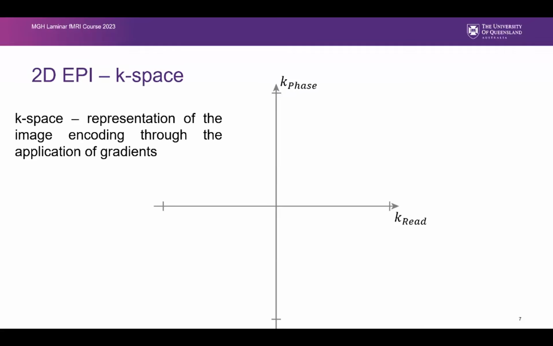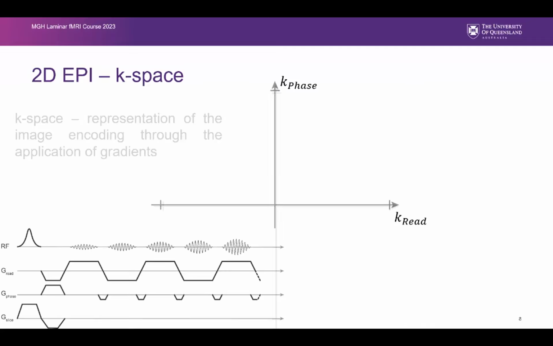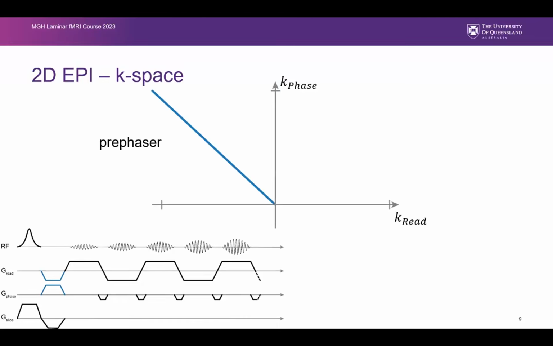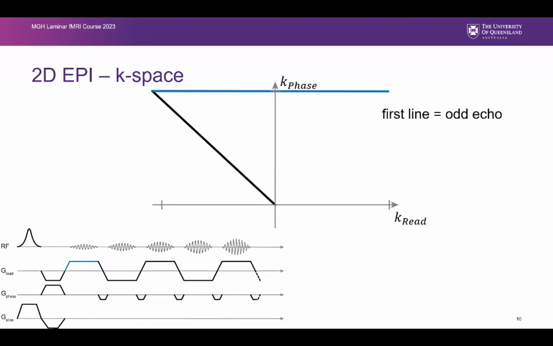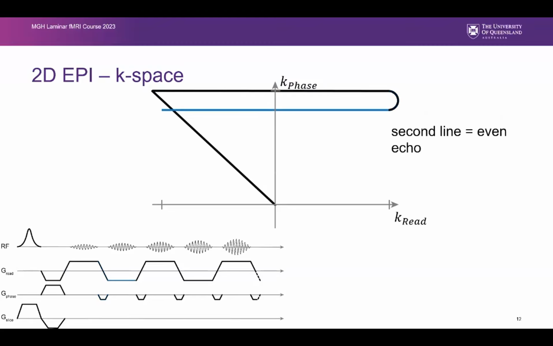And K-space really is the representation of the image encoding through the application of gradients. Usually you see it in this 2D fashion with one readout axis, usually the X-axis, and the phase encoding often in the Y-axis. So if we take our sequence diagram and look at what's happening in K-space, we can see our pre-phaser here. So we go to the left top corner. And then we start reading out our first line, which is an odd echo. We turn around and read out our second line.